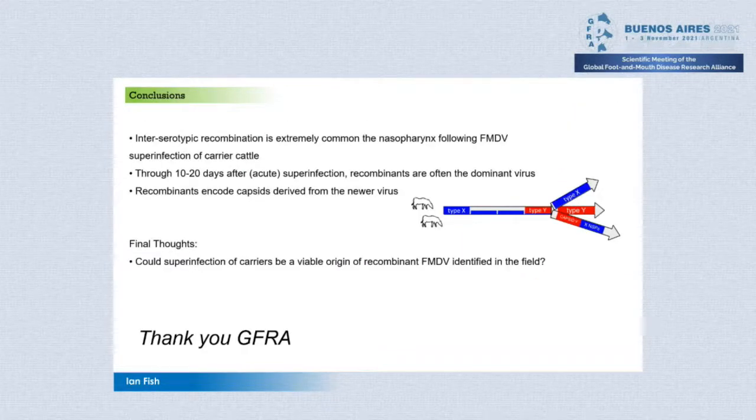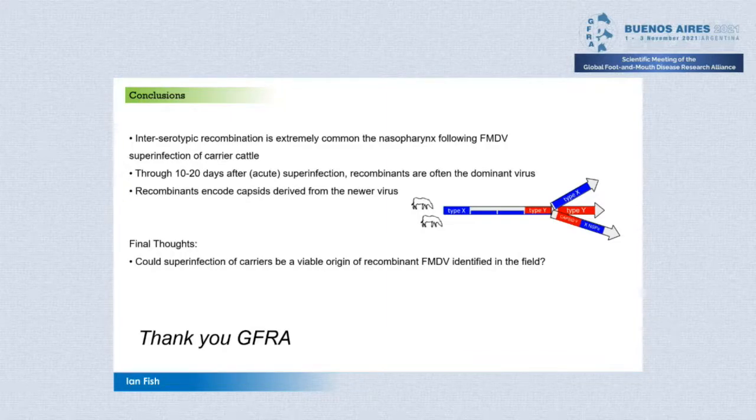In conclusion, we found that interserotypic recombination is very common in the nasopharynx following this kind of FMDV superinfection in carrier cattle. And through about 10-20 days after superinfection, the second infection, the recombinants were often found to be the dominant virus. And that these recombinants always, in these cases anyway, seem to encode the capsids derived from the newer virus. It should be the one that wasn't under the immune pressure of the first virus.